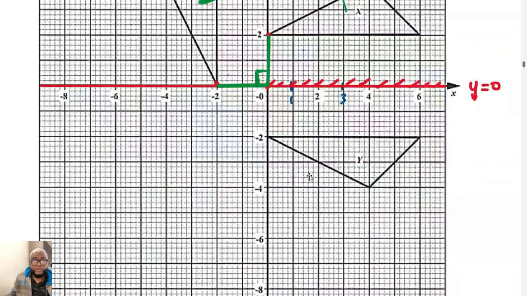Let's go. So I check 1 point. 7 to the left. So you can check this point here. 1, 2, 3, 4, 5, 6, 7. And how much up? 1 up. So this point is here. This point is now here.